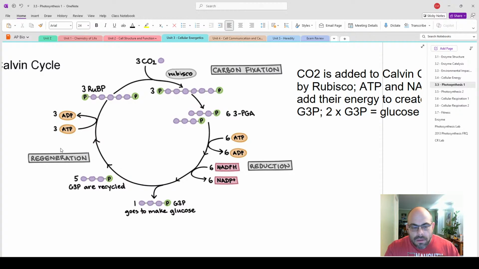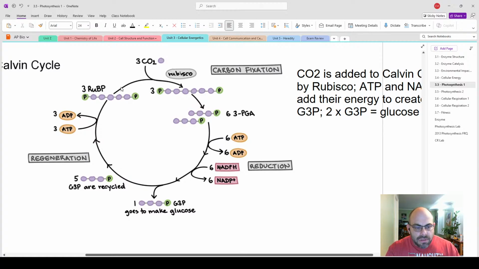It doesn't really matter, right? This picture just shows it taking twice. Literally doesn't matter, as long as you understand that these 3 CO2s get on. How do they get on? They get on with this enzyme called Rubisco.